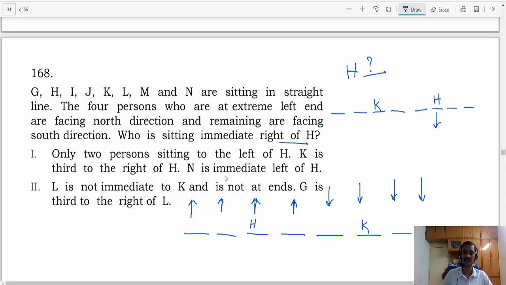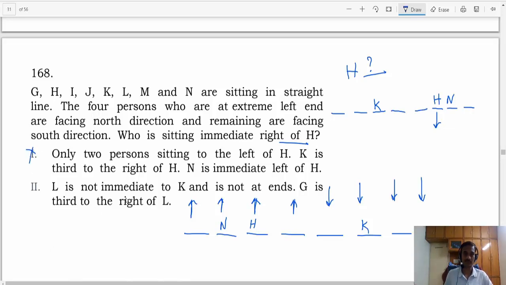N is an immediate left of H. Here N is an immediate left of H. This is condition number 1. Then who is sitting to the immediate right of H? We don't know who is here. 1 alone is not sufficient.